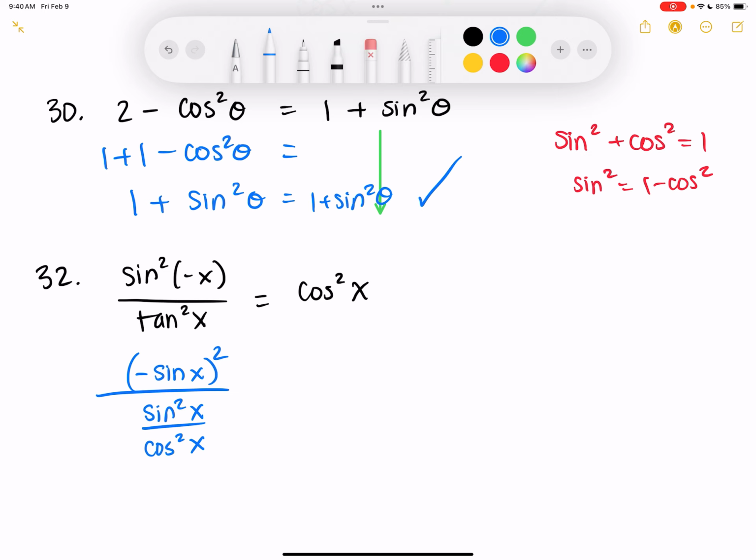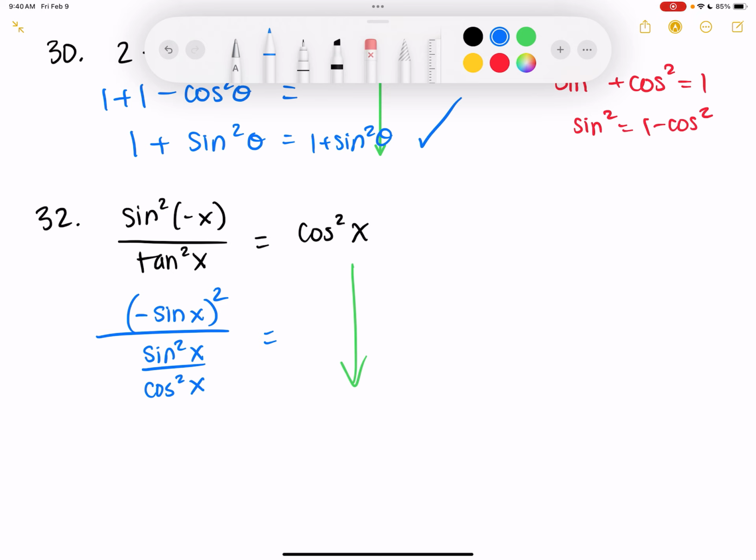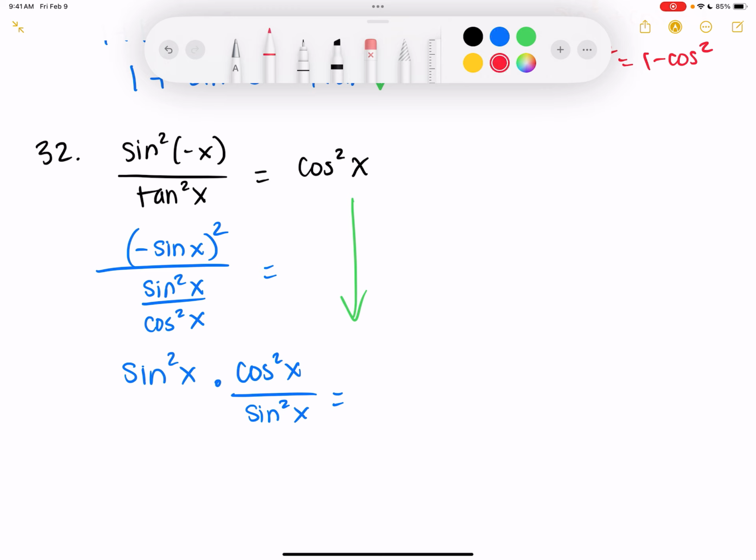So this is a fraction. And you do the keep, change, flip, and when I square, this negative sign is going to go away, so I'm going to write it as sine squared of x times cosine squared x over sine squared x. Now what? Do you cross the sines out? And I'm left with cosine squared x equals cosine squared x.